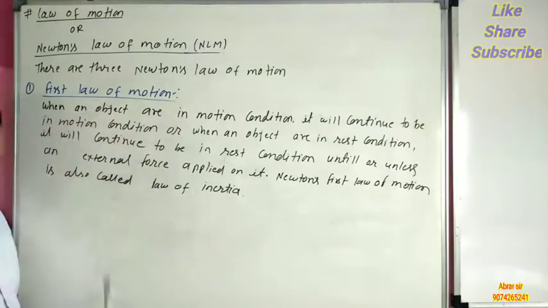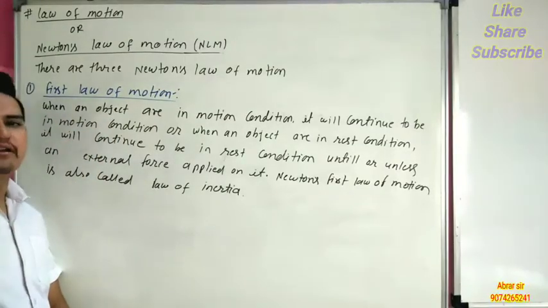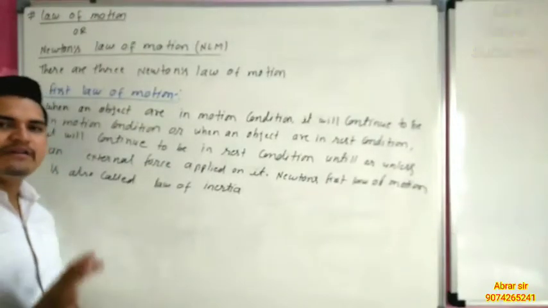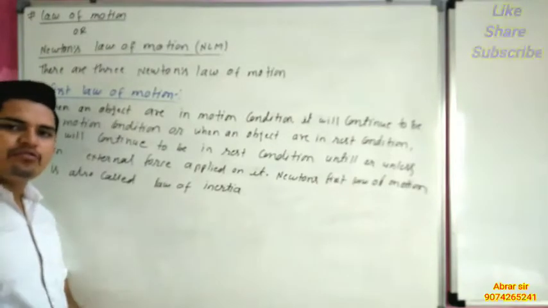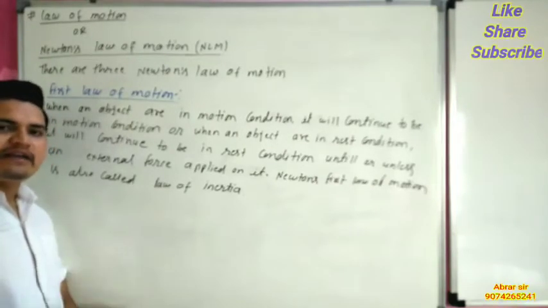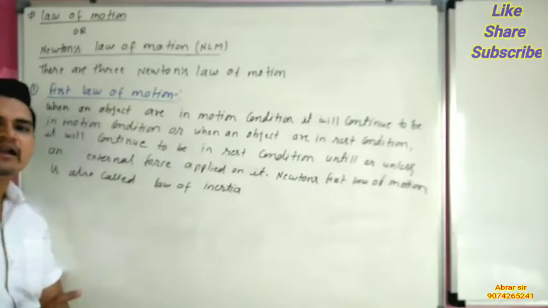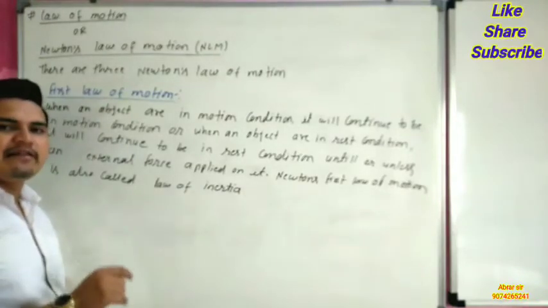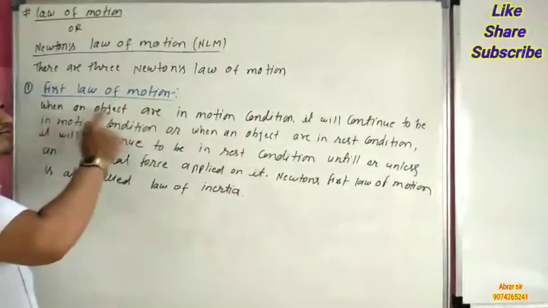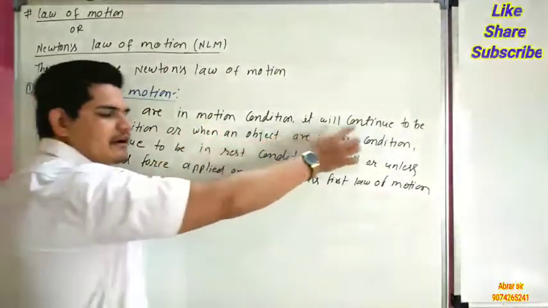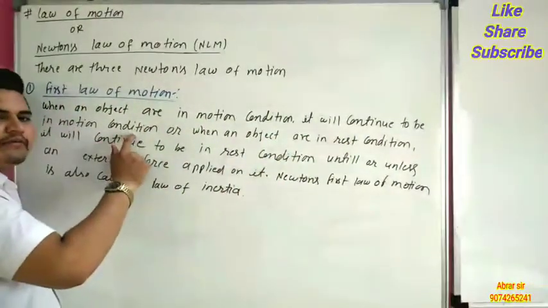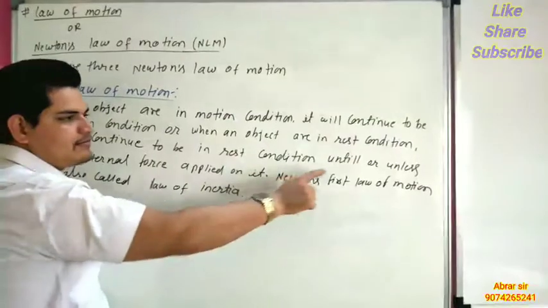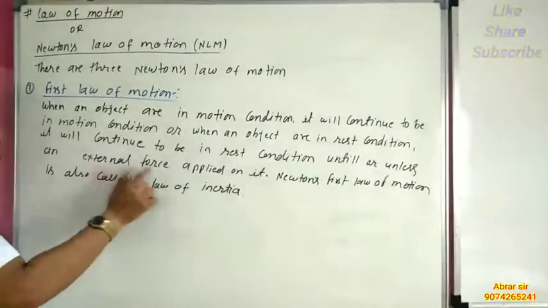So what is the first law of motion? When an object is in motion, it will continue to be in motion, or when an object is at rest, it will continue to be at rest, until or unless an external force is applied on it.